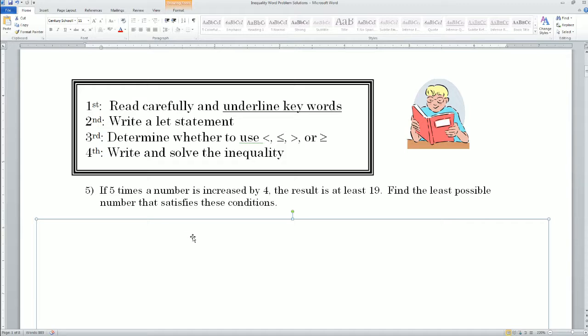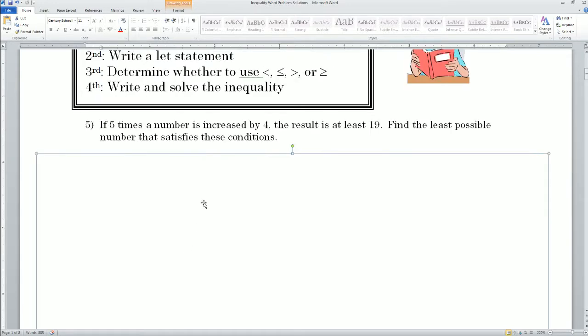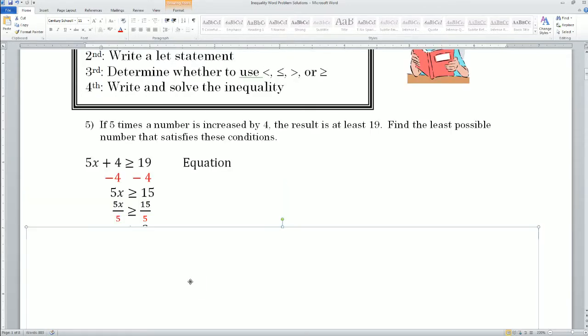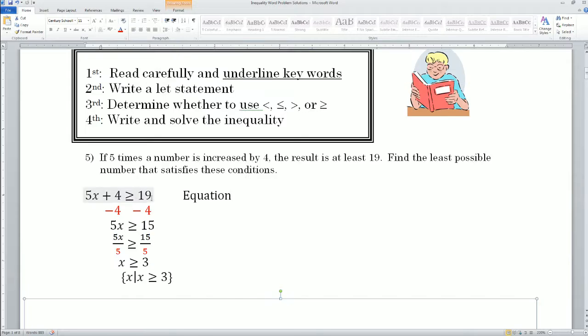It says if 5 times a number is increased by 4, the result is at least 19. Find the least possible number that satisfies this condition. Remember, these are all inequalities, so the answer should be in set builder notation, because there is a list of answers. Alright, so here's my equation. I'm just going to walk you through it.